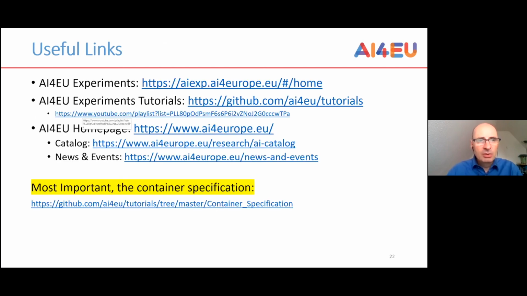The last slide contains some useful links. There is the central instance run by AI4EU Experiments. We have a lot of tutorials on GitHub that are freely available. There is also, of course, the AI4EU homepage with more explanations and more tools. There is also a catalog, news and events. And most important, of course, the container specification that enables you to onboard your tools on AI for Experiments or Eclipse Graphene instances.